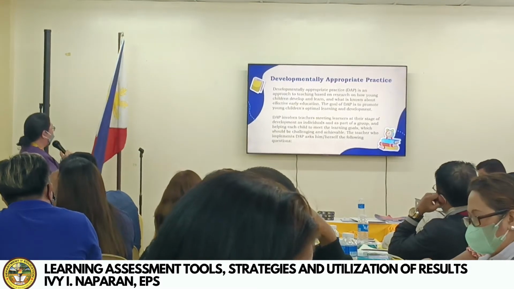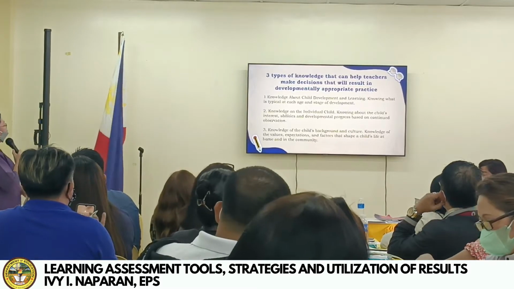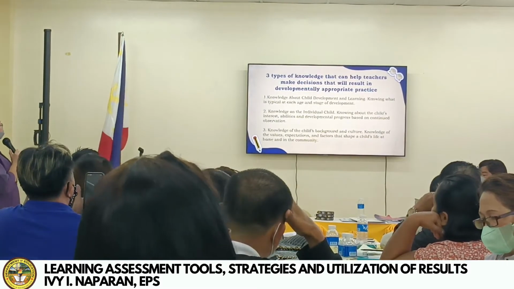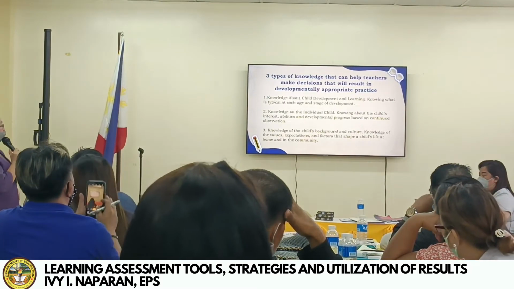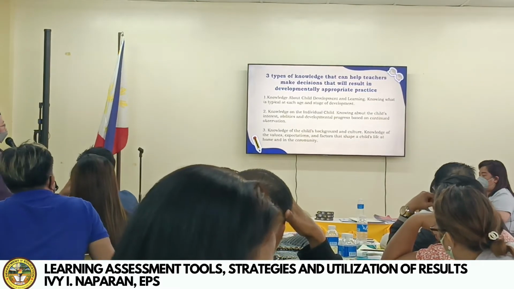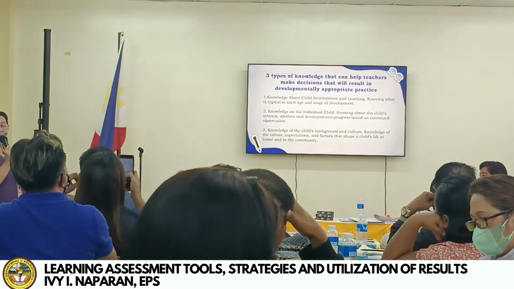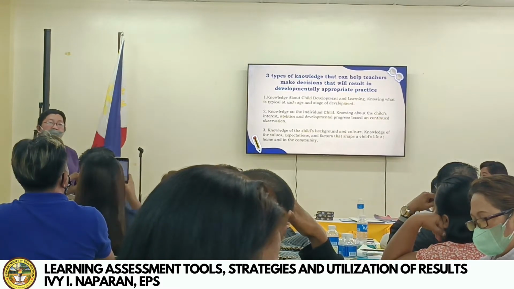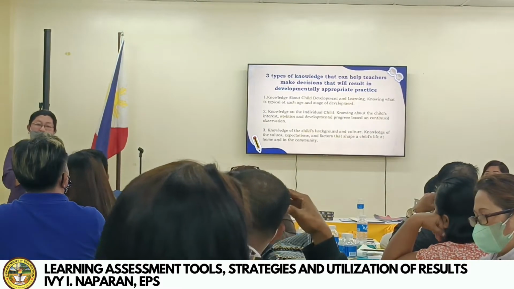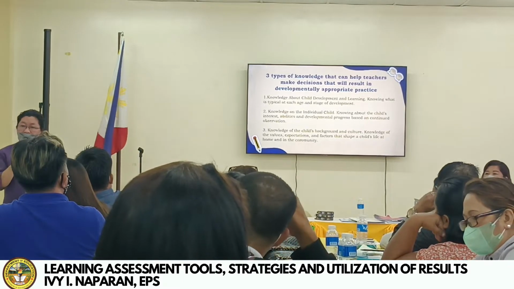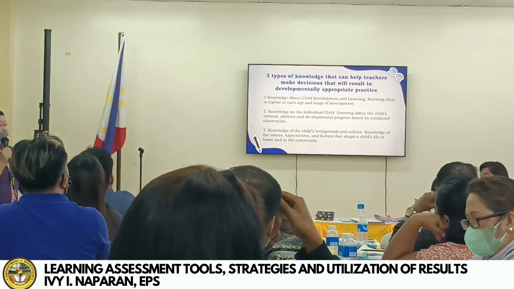Okay, so next is the 3 types of knowledge that can help teachers make decisions that will result in doubt. First is knowledge about child development and learning. Knowing what is typical at each age and stage of development. For example, among school, Sir Marlo is an IP school. Kasi may IP school din. I am IP learner. Pero you're not an IP school. Kung IP school ka, what should you do?